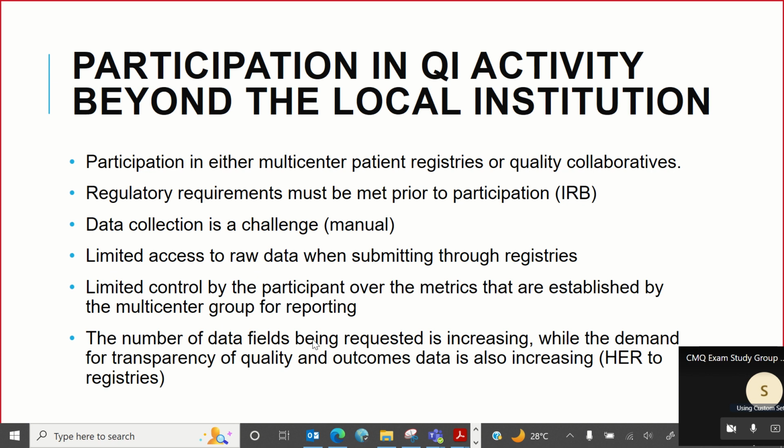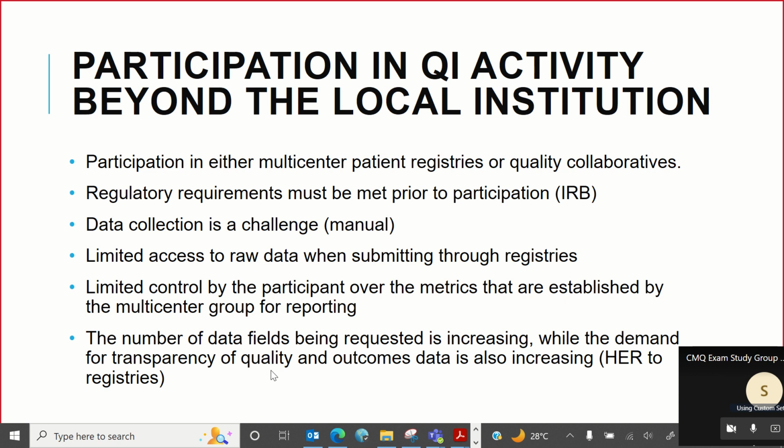And then here they say that because of the availability of electronic healthcare records and the requirements for more detailed data, the number of data fields being requested is increasing, which is troublesome to the person collecting the data. As we say, they're either doing it manually or extracting the reports from somewhere, and then they have to realign the fields to fit into another registry and then enter it manually one by one.